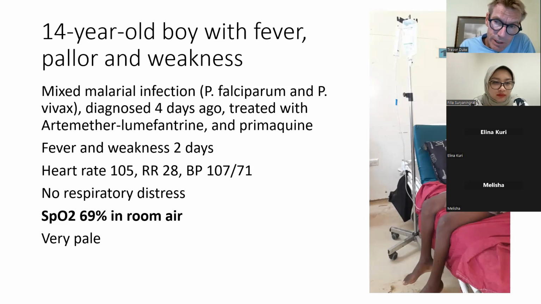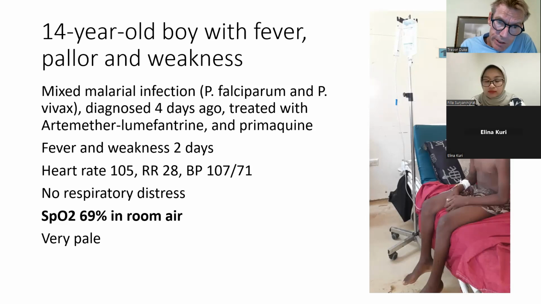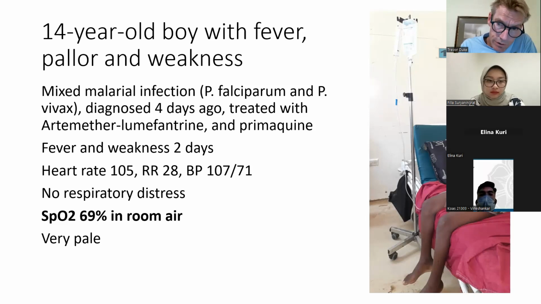At that stage, his heart rate was 105, his respiratory rate was 28, and his blood pressure was 107/71. He didn't have any respiratory distress. That's a picture of him there. You can see sitting on the bed, no respiratory distress, but he was cyanosed, and he did have an oxygen saturation of 69% in room air. He looked very pale, a bit cyanosed, hypoxemic, not much in the way of respiratory distress, and vital signs that were not a lot out of the normal range.